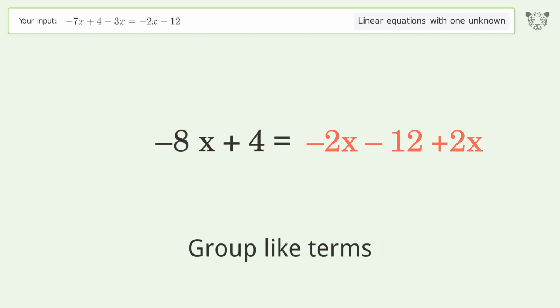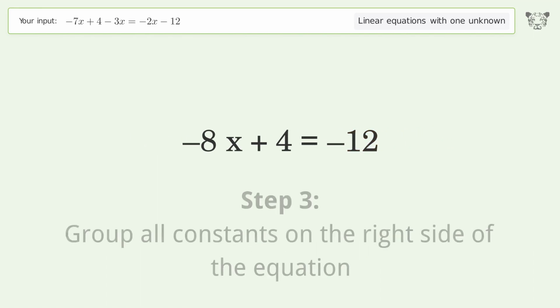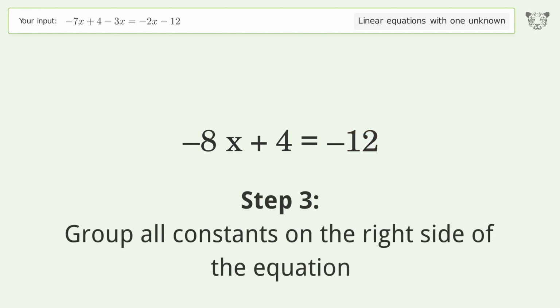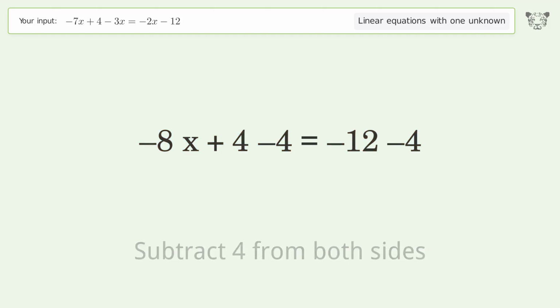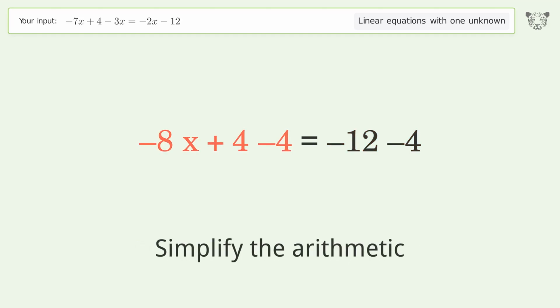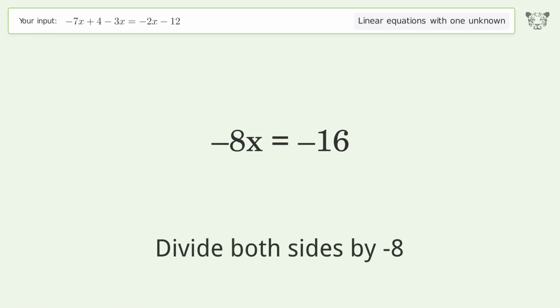Group like terms. Simplify the arithmetic. Group all constants on the right side of the equation. Subtract 4 from both sides. Simplify the arithmetic. Isolate the x. Divide both sides by -8.